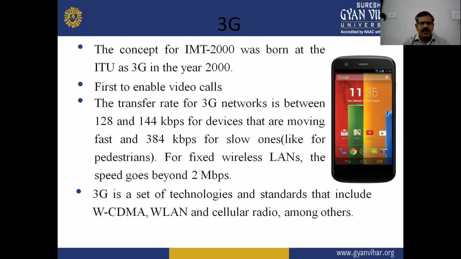The transfer rate for a 3G network is between 128 and 144 kilobit per second for devices that are moving fast, and 384 kilobit per second for slow ones, like pedestrians. For fixed wireless LAN, the speed goes beyond 2 megabit per second. 3G is a set of technologies and standards that includes WCDMA, WLAN, and cellular radio, among others.